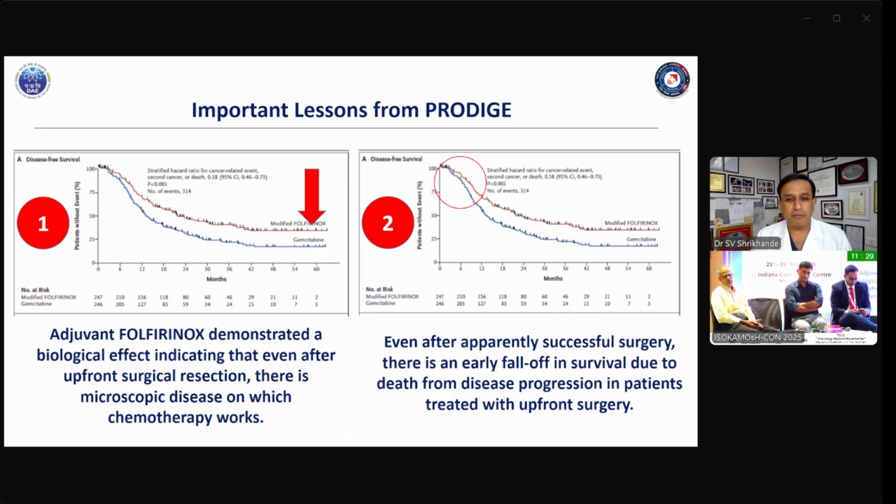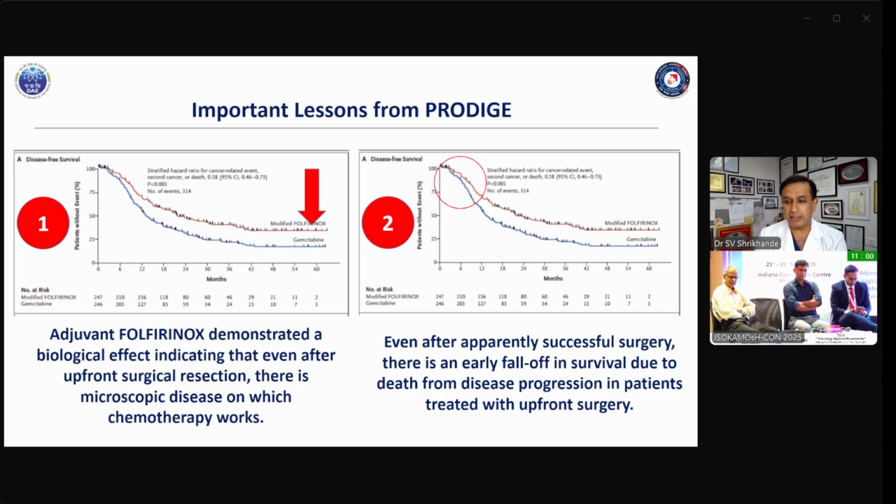In the first slide, the left panel, you will see that adjuvant FOLFIRINOX demonstrated a biological effect, indicating that even after upfront resection, there is microscopic disease on which chemotherapy works. So we have clear evidence of pancreas cancer being a systemic cancer, which we have always known.